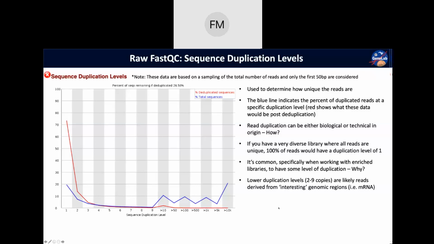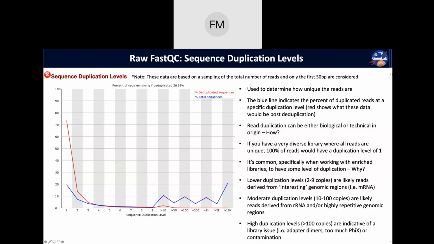And then as I mentioned, lower duplication levels like 2 to 9 copies are likely from interesting genomic regions like RNA or mRNA. And then moderate duplication levels, around the 10 to 100 copy range, could be derived from ribosomal RNA contamination, which we know is highly repetitive, and there could be a lot of it. So if you do have ribosomal RNA contamination in your sample, then it could come up here as duplicates. Or if there's a region in your transcript that's highly repetitive, then you'll also see it in the roughly 10 to 100 copies level.